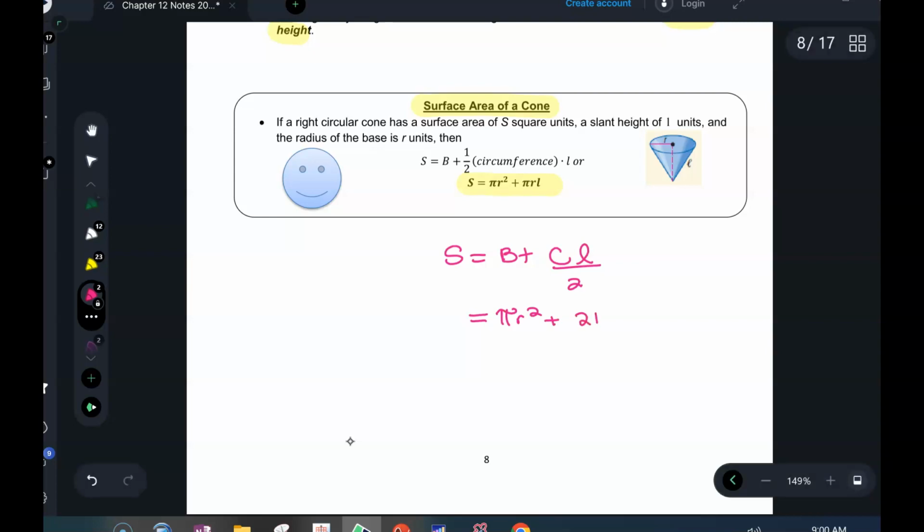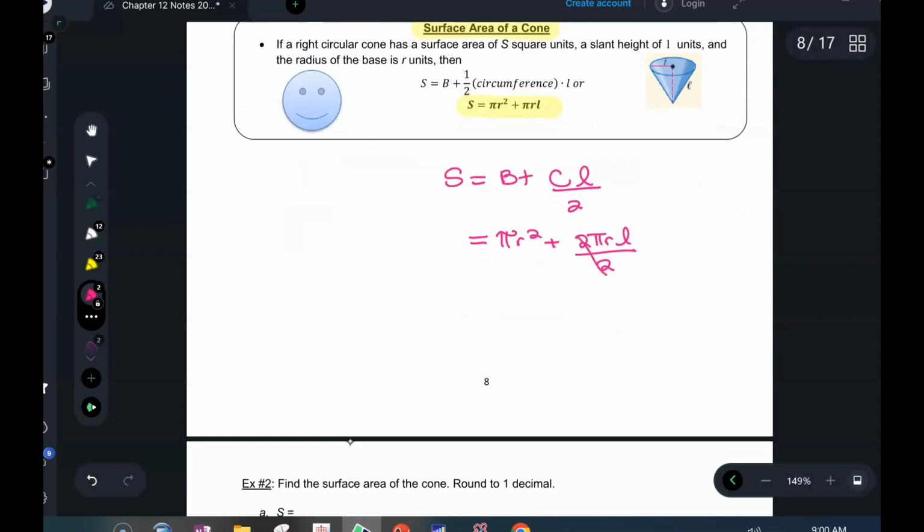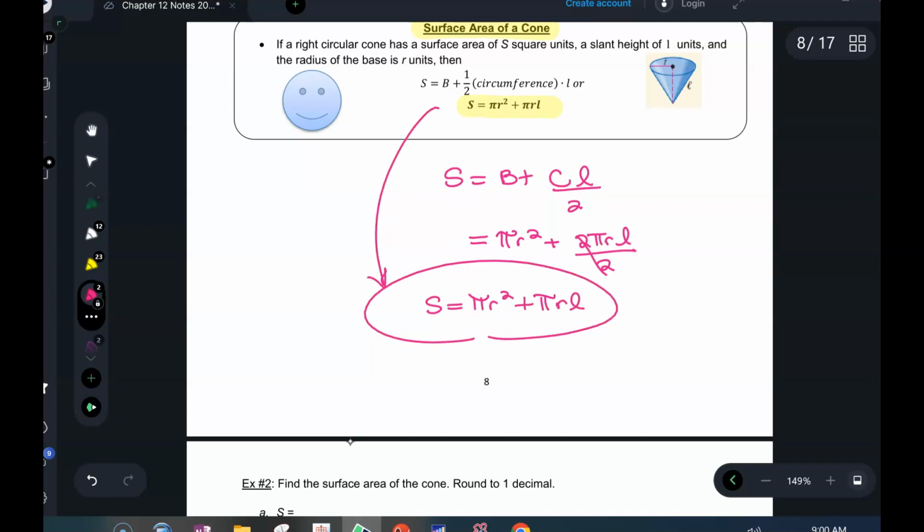2 pi r times L divided by 2. What do you notice happens in the second part? The 2's cancel. So we're just left with pi r squared plus pi r L, right? Which is what we got.